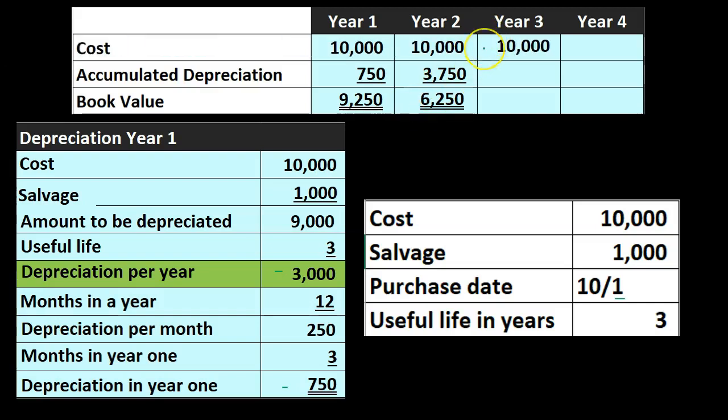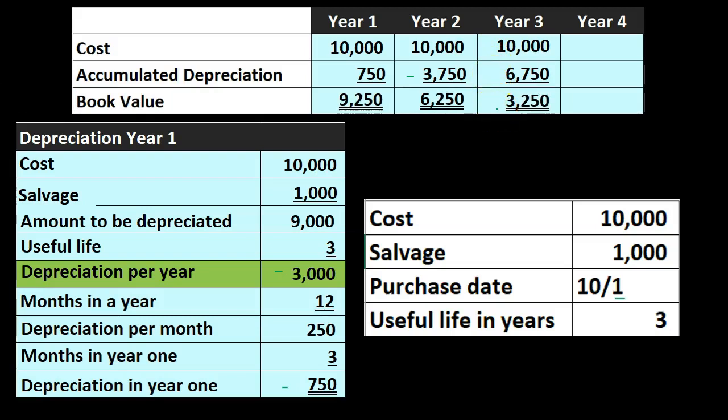Then we're going to do this for year 3. We've got 10,000, same cost. Accumulated depreciation is now the 750, prior year's accumulated depreciation, plus another 3,000. You can also think of it as just the depreciation that has been calculated over the 3-year period, which is the 750 plus 3,000 plus 3,000. That's the same thing as saying the prior year's accumulated depreciation plus the current year's depreciation expense gives us 6,750. 10,000 minus 6,750 leaves us at 3,250.